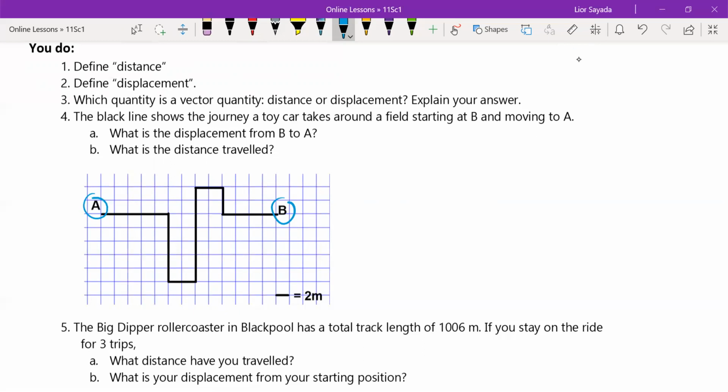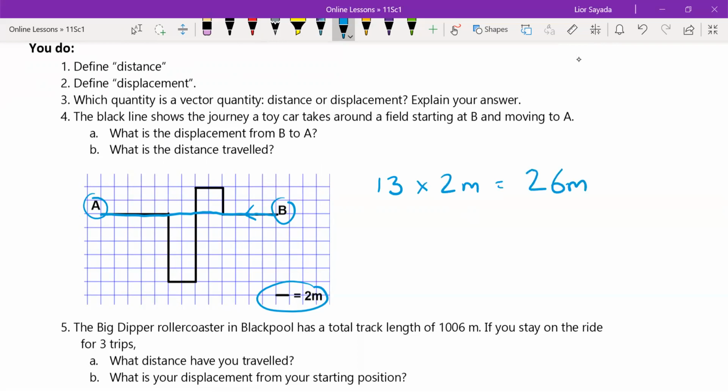If you've done that correctly, you should have got that there are 13 squares if you draw a direct line from B to A. So 1, 2, 3, 4, 5, 6, 7, 8, 9, 10, 11, 12, 13. So there are 13 squares directly from B to A. Put an arrow to show we're going from B to A. Each square is worth 2 meters, according to the scale down here. So therefore we have 13 squares, each 2 meters. So that is 26 meters.